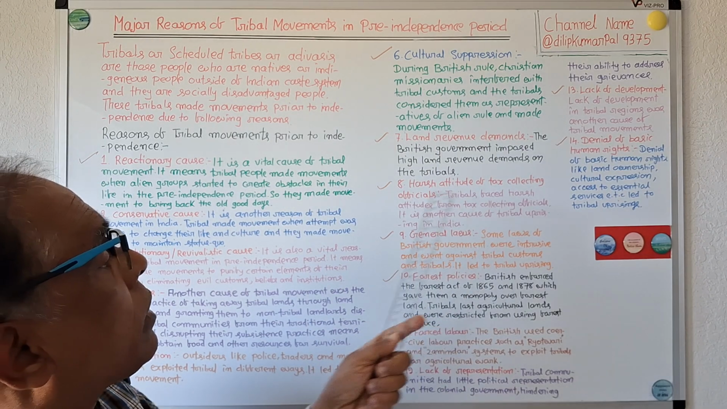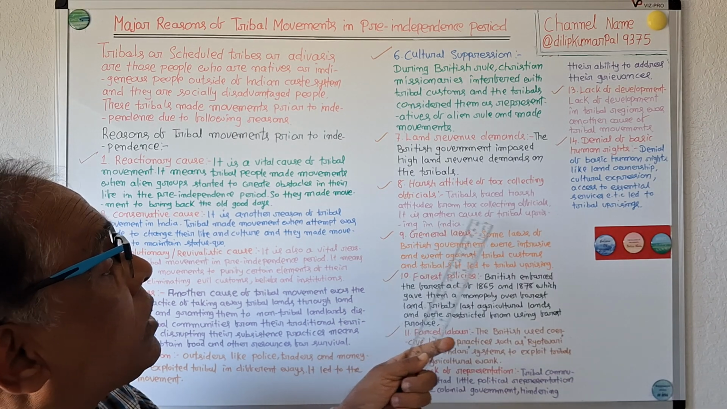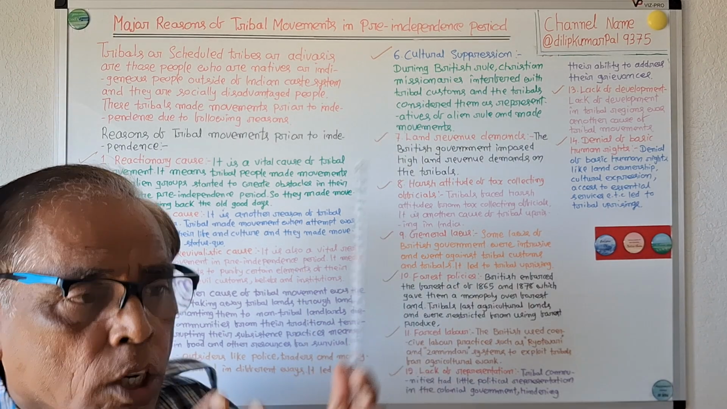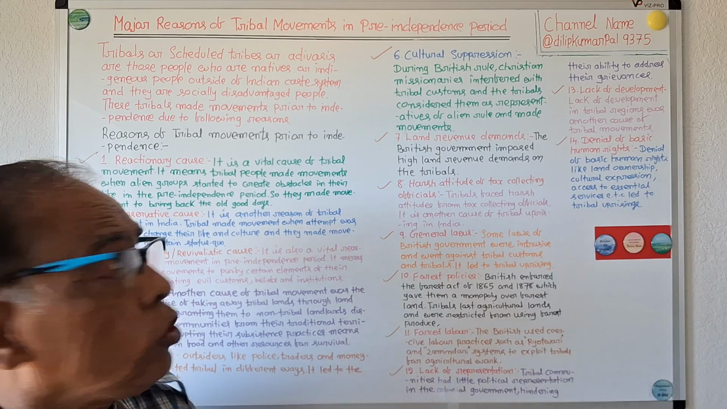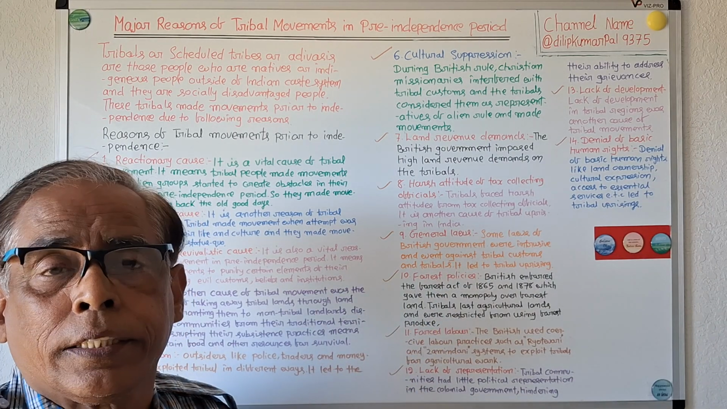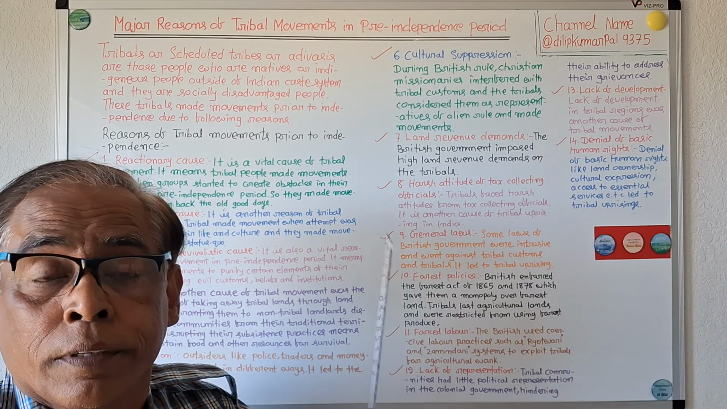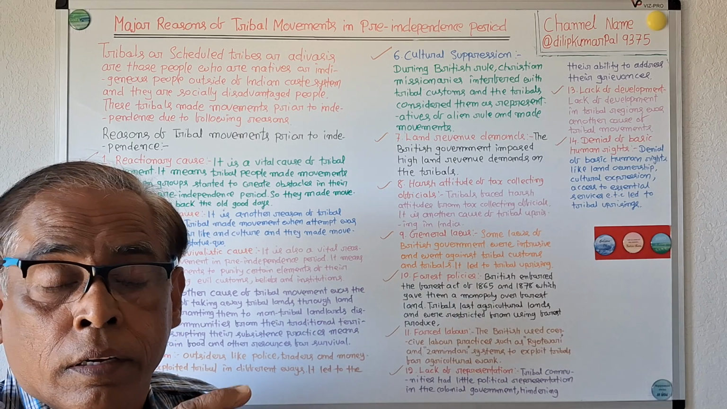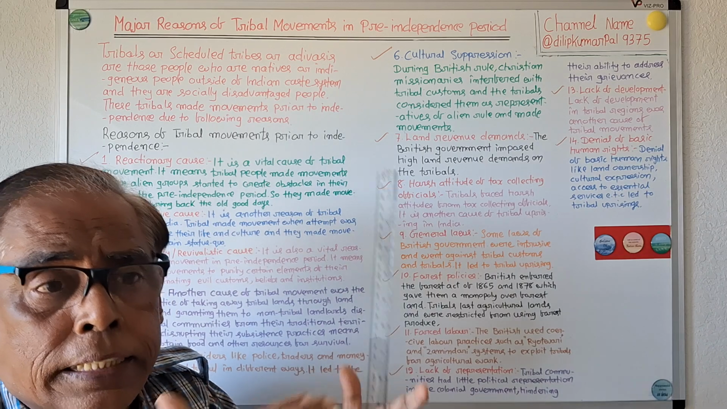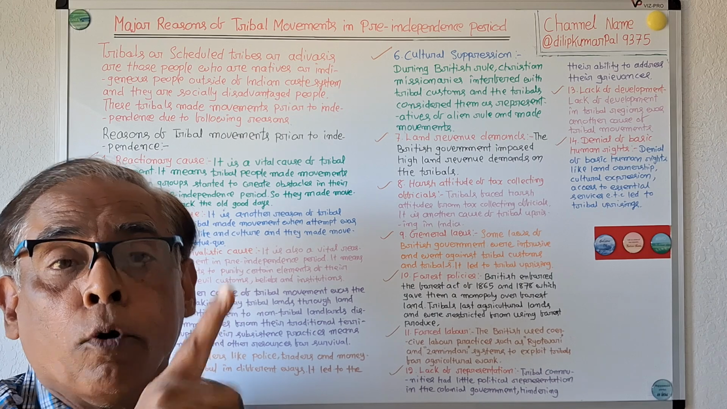8. Harassing attitude of tax collecting officials. Tribals faced harassing attitudes from tax collecting officials. It is another cause of tribal uprising. Tax collecting officials during British days were harassing tribal people, so tribal people made movement. The harassing attitude of tax collecting officials forced tribals to make movement.